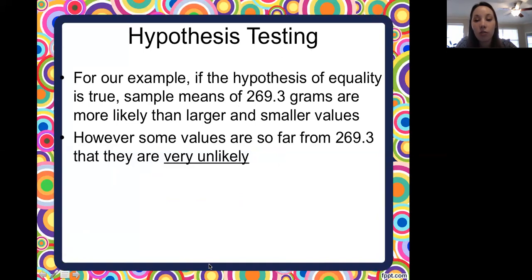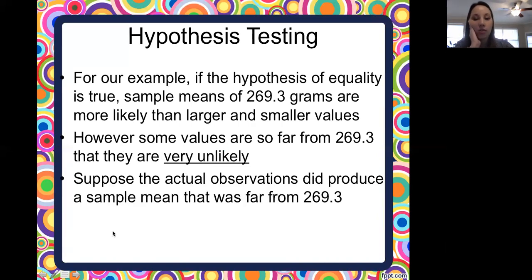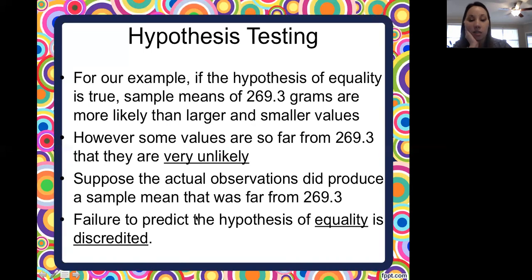However, some values are so far from 269.3 that they're very unlikely. And in this case, we want to reject the possibility of the null hypothesis being true. In other words, we're saying that our alternative hypothesis is more likely to be true. So suppose the actual observations did produce a sample mean that was far from 269.3. The null hypothesis of equality is discredited. So basically what this is saying is that it's more likely that the alternative is true than the null. We're more likely to say that the alternative hypothesis is true rather than the null hypothesis.